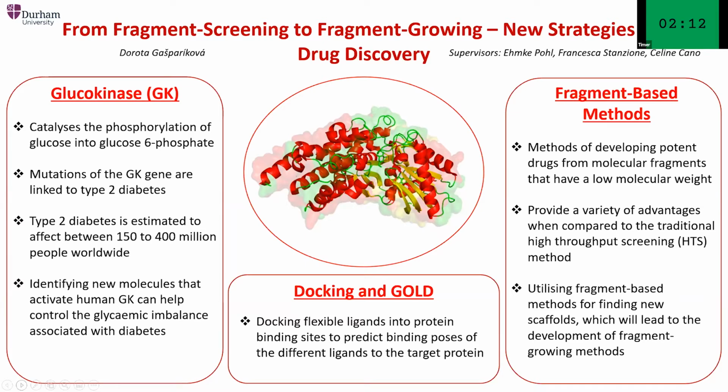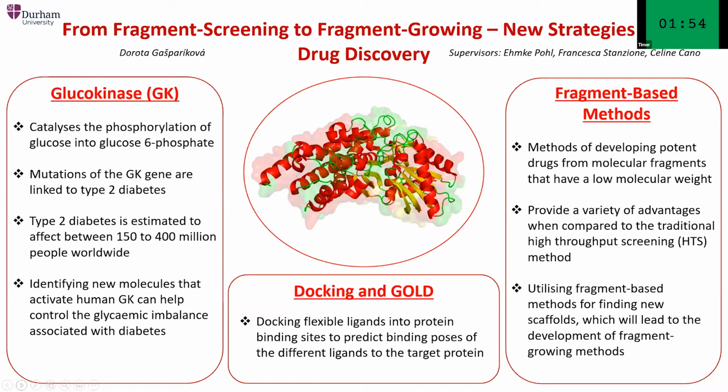Mutations in the glucokinase gene are linked to type 2 diabetes, and type 2 diabetes is responsible for a large percentage of all diabetes cases. It is estimated to affect 150 to 400 million people worldwide. Therefore, identifying glucokinase activators has potential in developing drugs for the regulation of the glycemic imbalance that arises in people with type 2 diabetes.